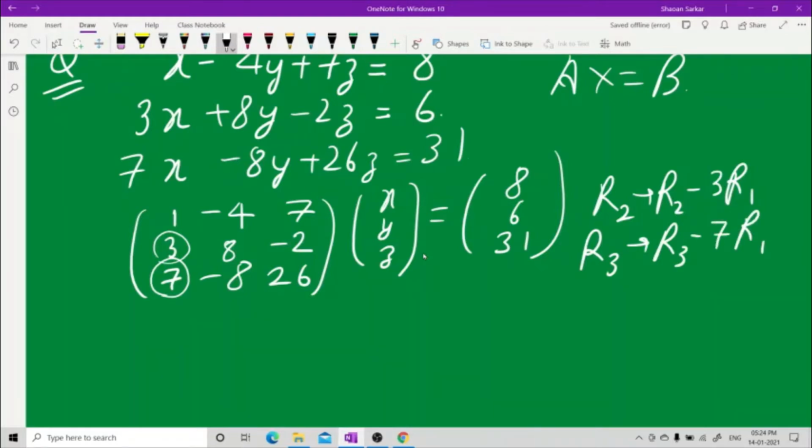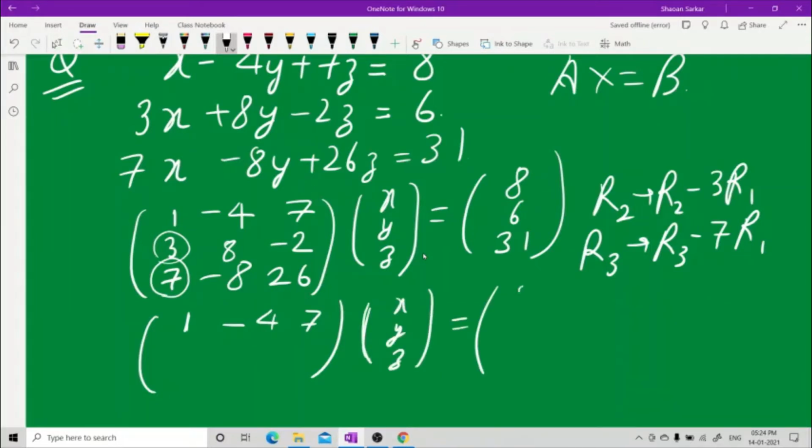Now this will give me 1, this will be as it is, X, Y, Z. This will be as it is. This 8 will be as it is. Now 3 minus 3 is 0. 8 minus 12 is minus 4. 8 plus 12, that will give me 20. Minus 2 minus 21 will give me minus 23, and 6 minus 24, because this is minus 3, 6 minus 24 will give me minus 18.